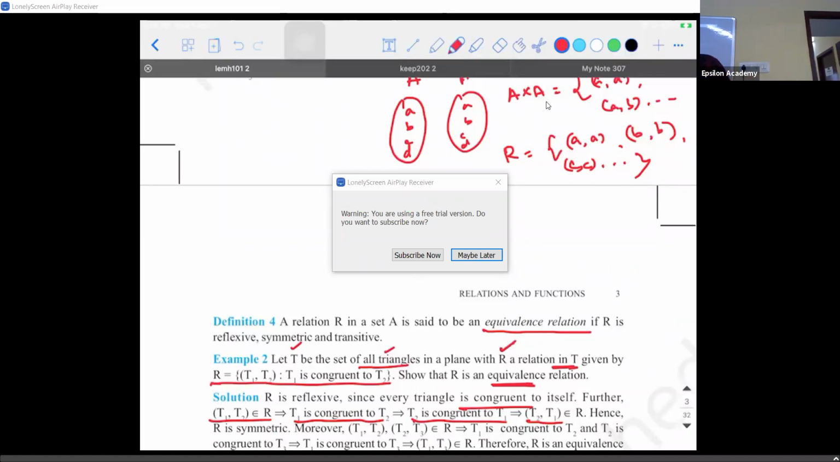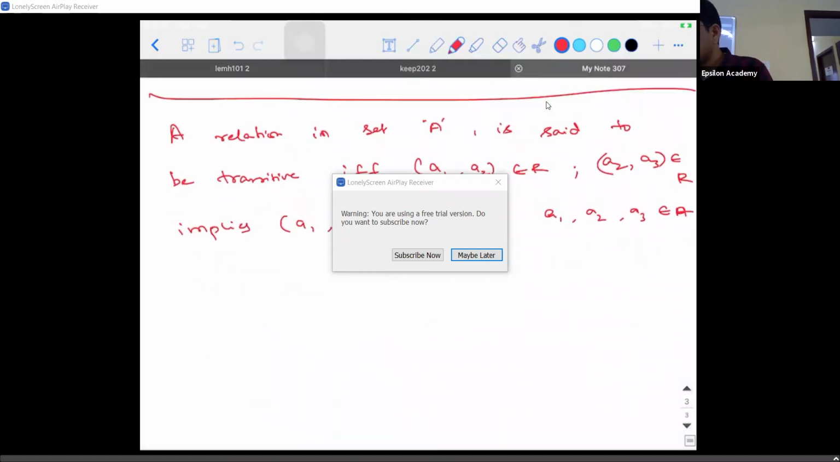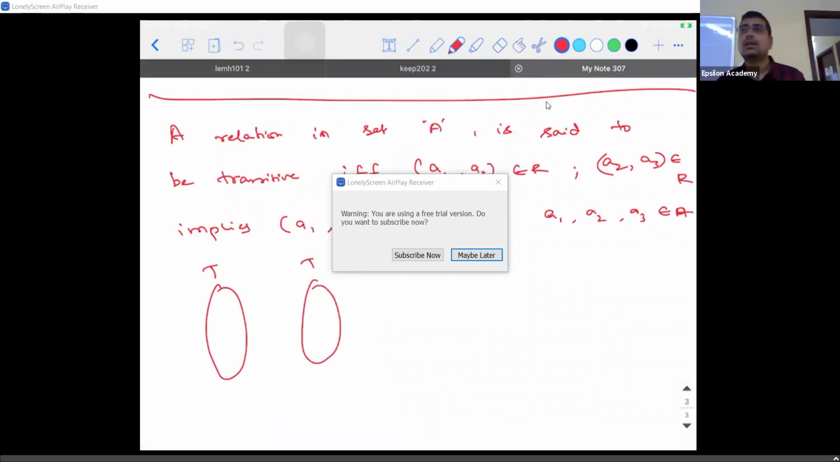Now we need to understand the question again. So again, the same set of triangles T and the other triangle T. So what can we take? The elements are T1, T2, and so on till Tn. Think about it, okay?